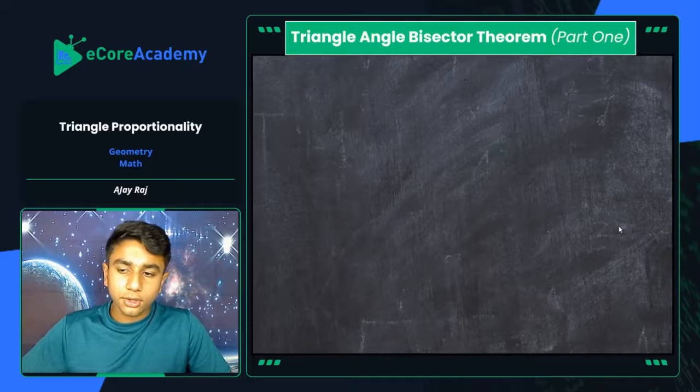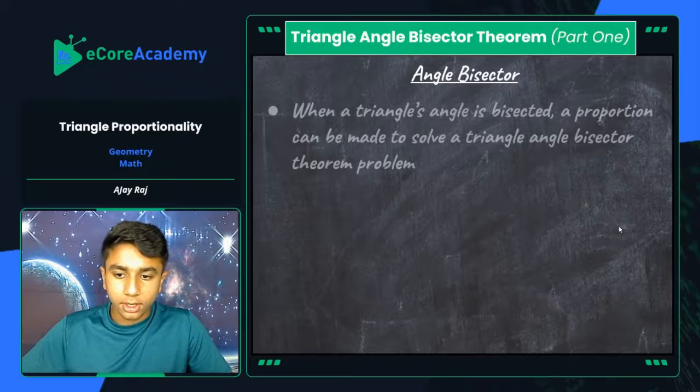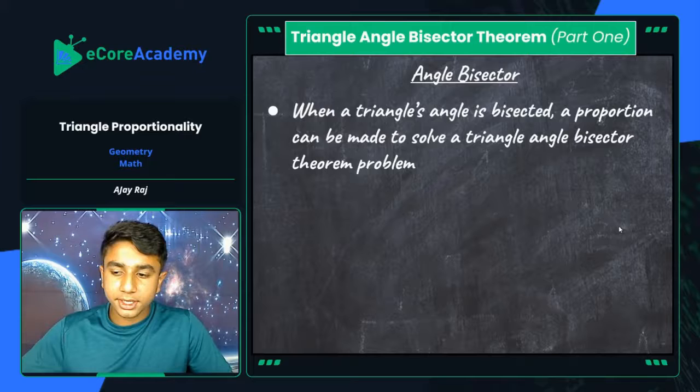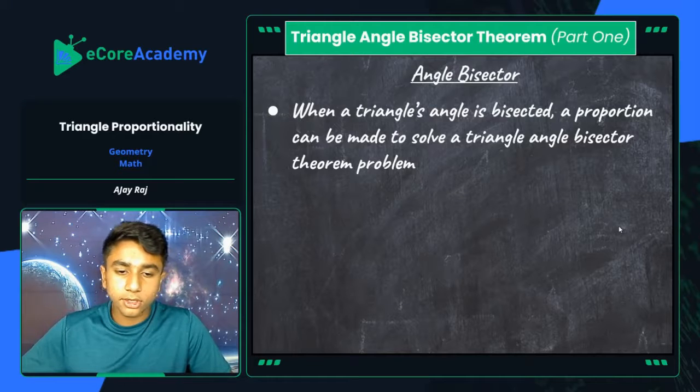Next, let's look at the triangle angle bisector theorem, and this is part 1 for that. So let's look at an angle bisector before we move to the properties of the triangle angle bisector theorem. When a triangle's angle is bisected, a proportion can be made to solve a triangle angle bisector theorem problem. I'm sure many of you already know what an angle bisector is. It's basically what splits an angle into two and will intersect the opposite side of the triangle given. Always going to be relative location.